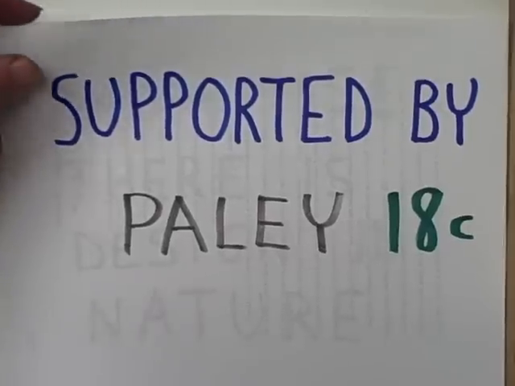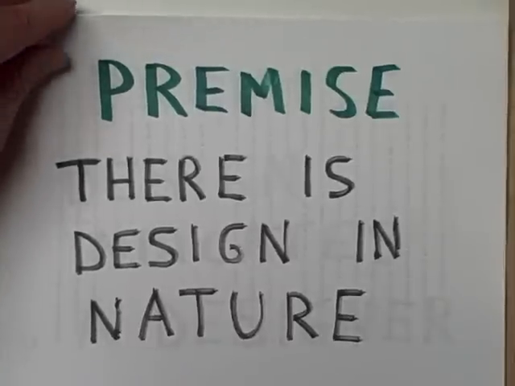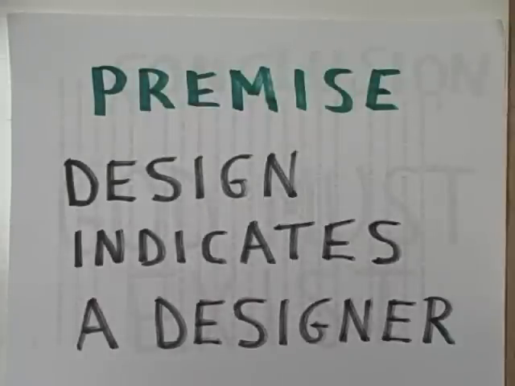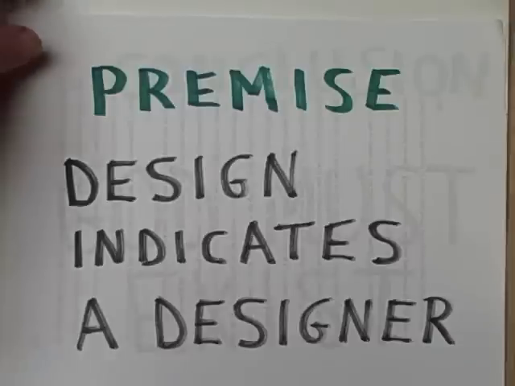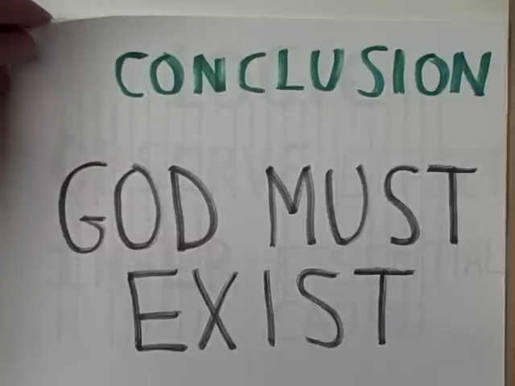The argument has two very simple premises. The first is that there is a great deal of intricate design within nature. This design can be seen in the motion of the planets and also in the minute structure of organ systems, such as the human eye. The other premise that goes along with this is that the existence of design indicates the existence of a designer. The conclusion, therefore, is that God, the designer of the universe, must therefore exist.